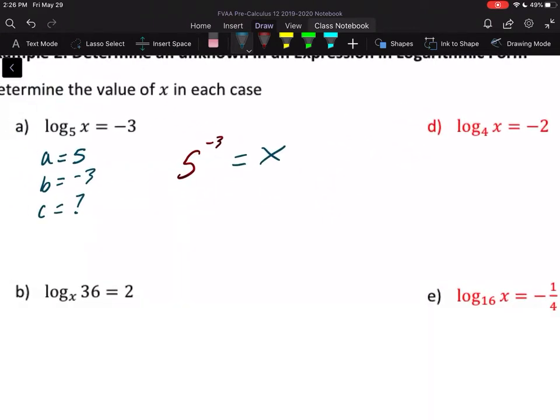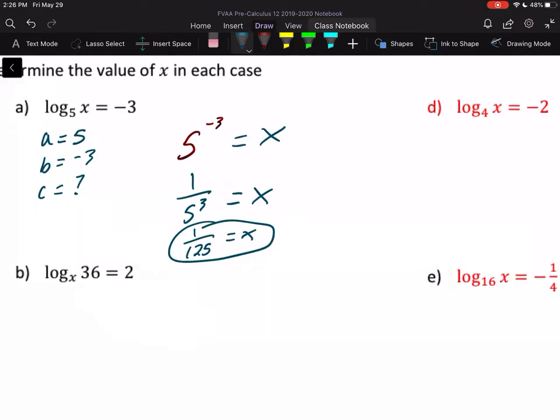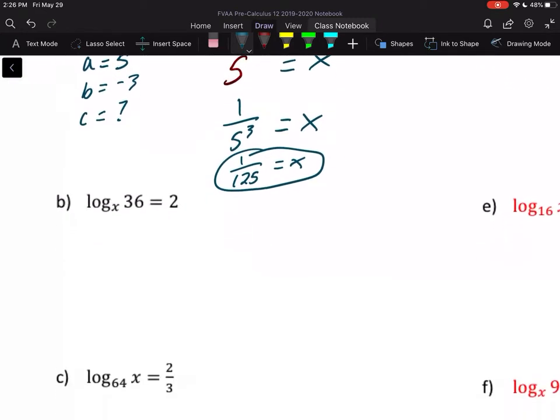Okay, and then here, 5 to the -3, x is equal to 1 over 5 cubed, which is equal to 1 over 125. Okay, if you were to get rid of all of the powers. Okay, let's try another one here on the right.